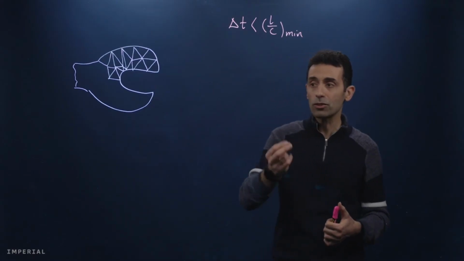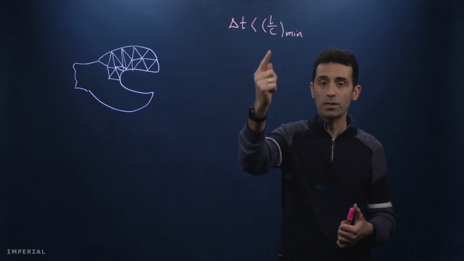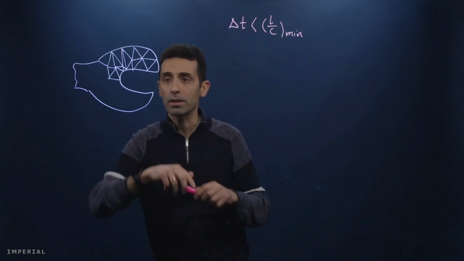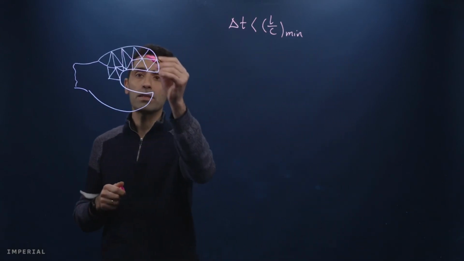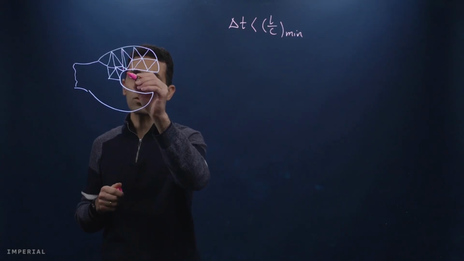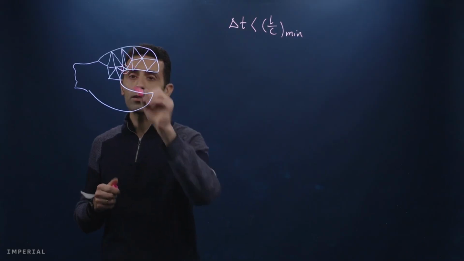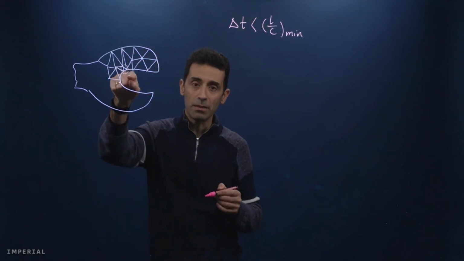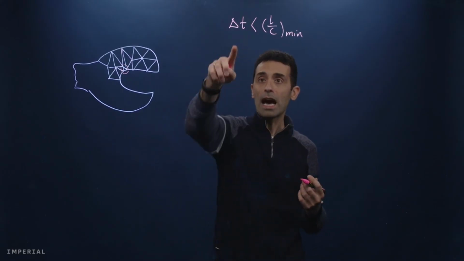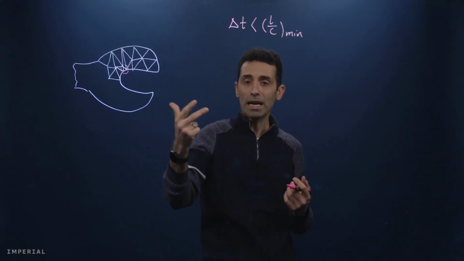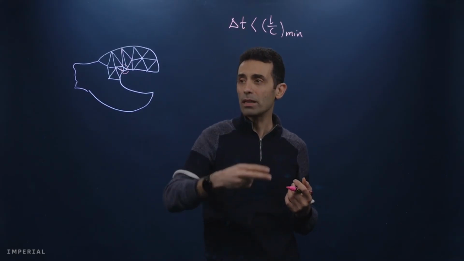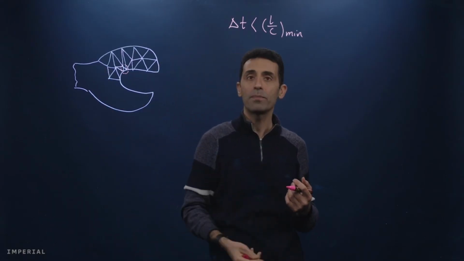In those situations, you should look for those very small elements. I have an example here. You see all these elements are relatively large, but when it comes to this element here, you see this one is very small, and this element is going to govern our delta t. So it's going to make our delta t extremely small, and it will affect the entire simulation.